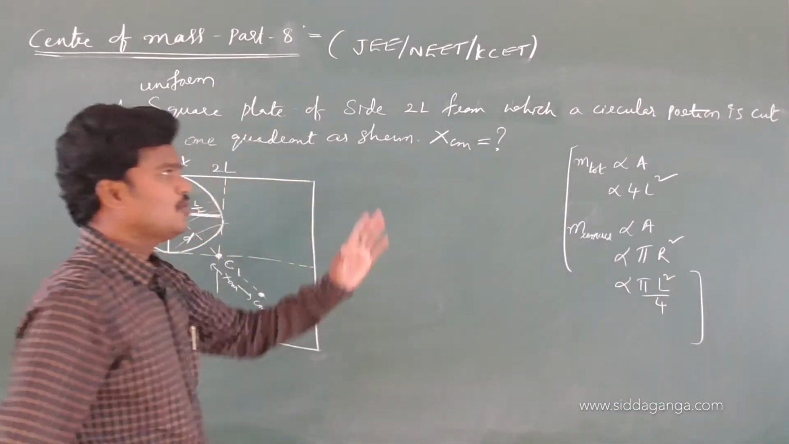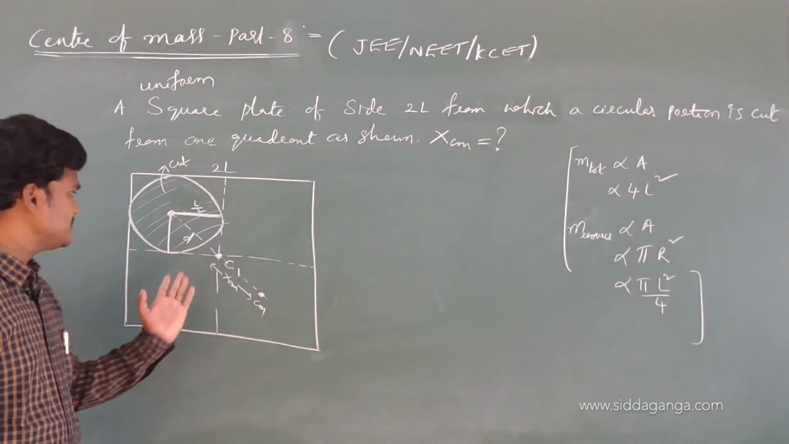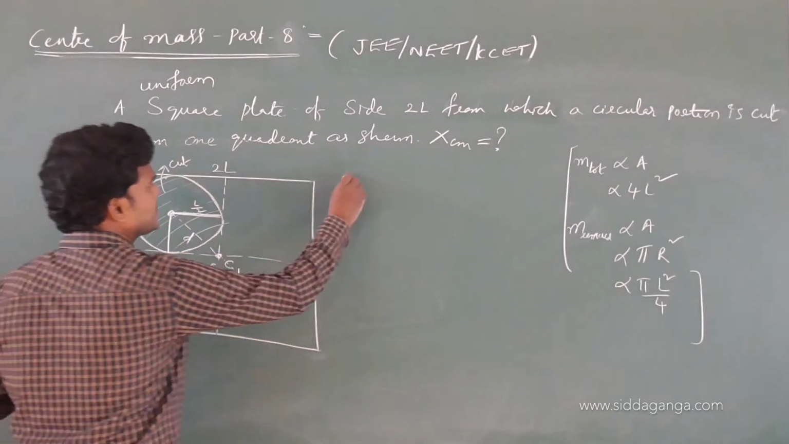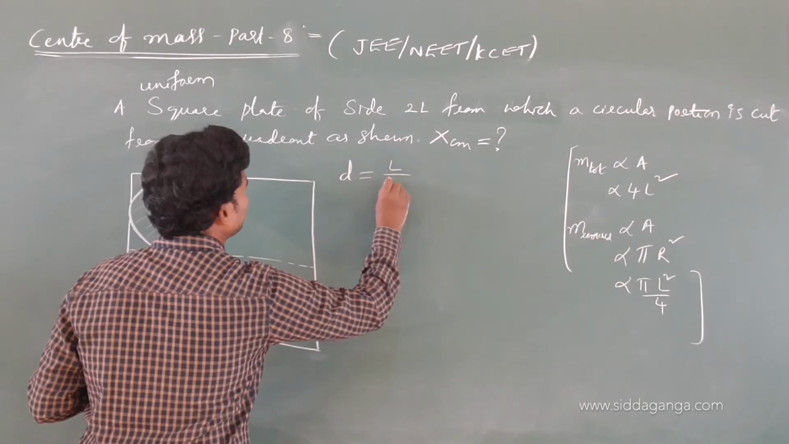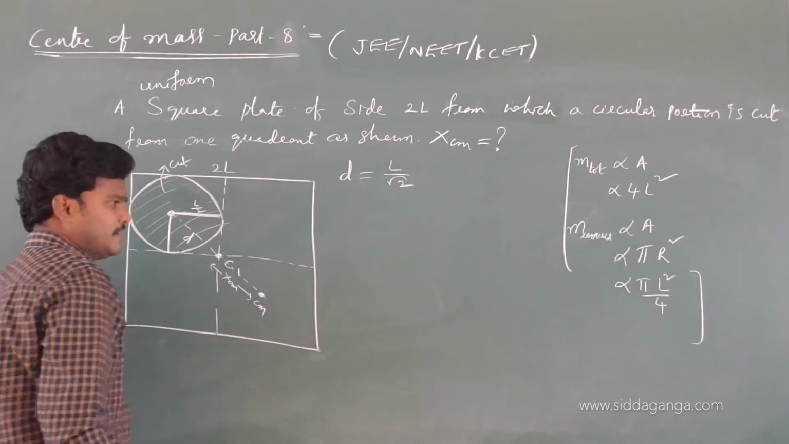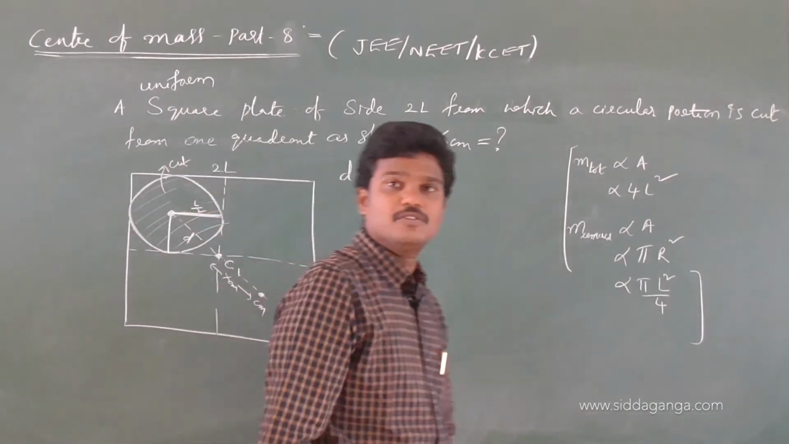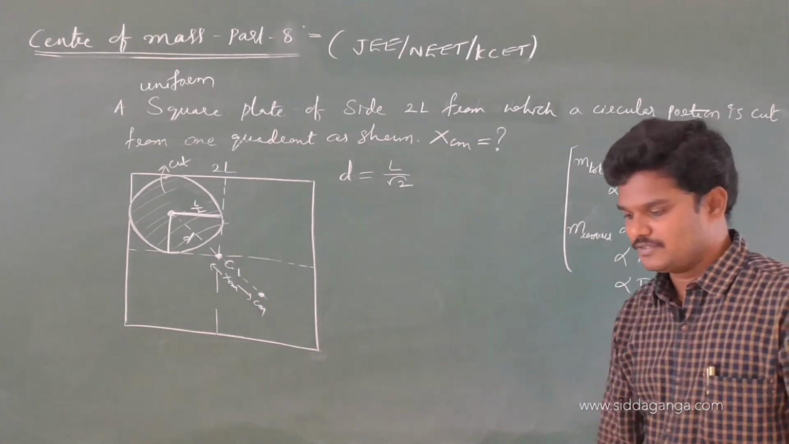Clear. Got total mass, got the removed mass, and the distance is very clear. How much is the distance between two centers of mass? L by root 2. You got the D, total mass and removed mass. Then substitute the values in our formula, you will get the answer. Verify, try to get this answer.